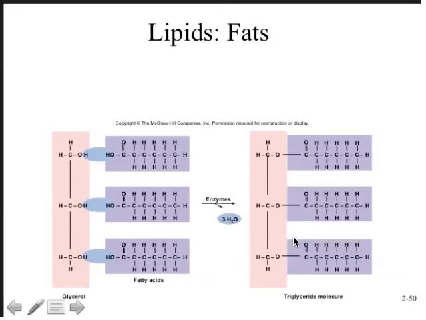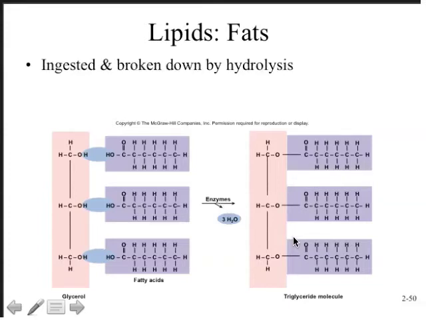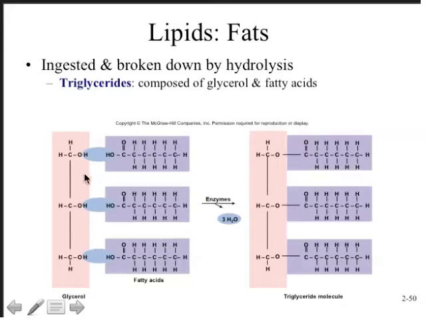Our next molecule is our most energy-rich molecule, and these are lipids. They're ingested and broken down by hydrolysis. One of the most abundant lipids in the body is the triglyceride. It's composed of glycerol, which is an alcohol that has three hydroxyl groups. You can see them here, here, and here, okay, as well as three free fatty acids, okay.